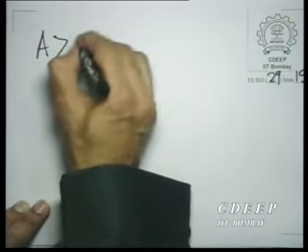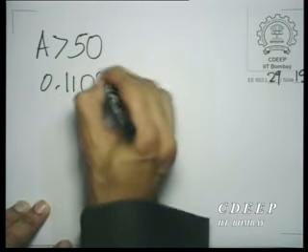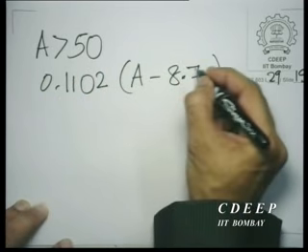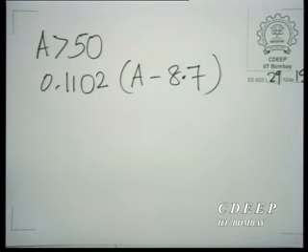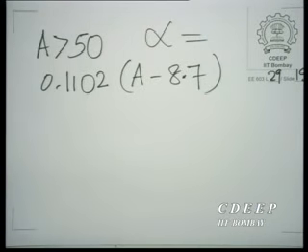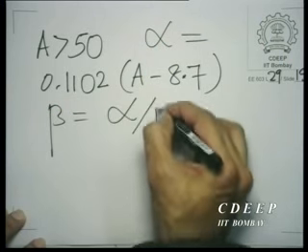And finally, when A is greater than 50, the expression to be used is 0.1102 times A minus 8.7. Alpha is equal to this. And of course, let's not forget that beta is equal to alpha by n.